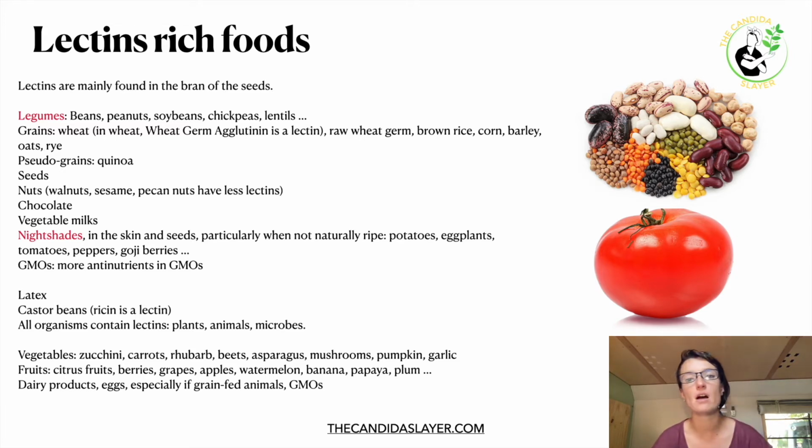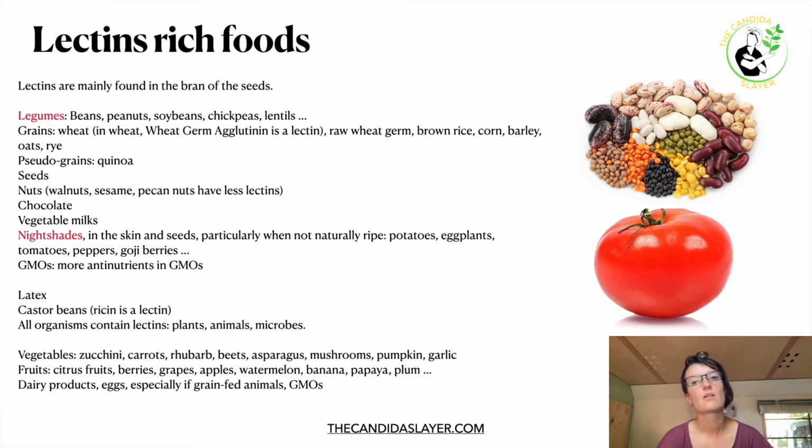Lectins are mainly a problem in raw foods: raw legumes, grains, nightshades, etc. So if you eat raw wheat germ, be careful, because you have this WGA lectin that will be intact and that can cause issues. It will be mostly in whole grains, brown rice, corn, barley, oats, rye, etc. In pseudo grains also, like quinoa, and in all sorts of seeds, but apparently there's not as many lectins in chia seeds, for example, compared to other seeds.